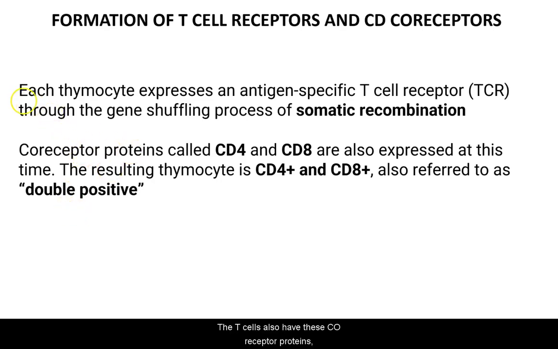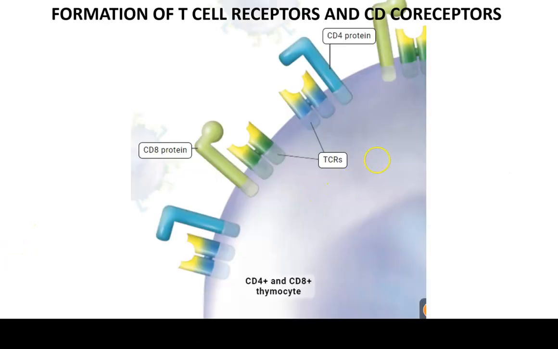The T cells also have these co-receptor proteins, the CD4 and the CD8 proteins. And these guys are going to start being expressed in the thymus. So when a thymocyte is developing, it actually expresses both the CD4 and the CD8 proteins at the same time. This is called a double positive thymocyte. All right, so here we've zoomed in on a double positive thymocyte. It's going to have its T cell receptors, but it's also going to have co-receptors. And the double positive is going to have both the CD8 co-receptor and the CD4 co-receptor.